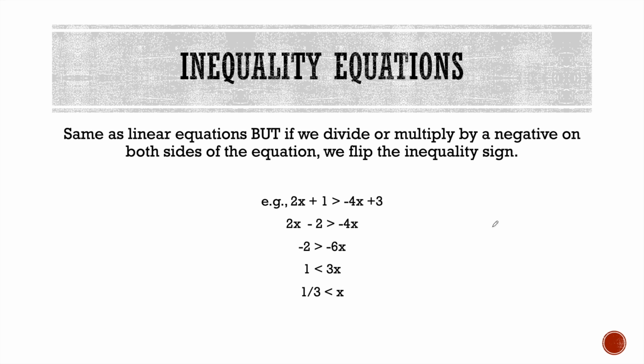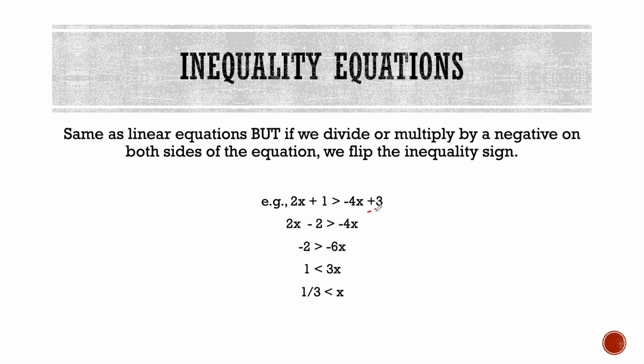Okay, let's look at some inequality equations. So these are essentially linear equations, but there's one rule you have to memorize. If we divide or multiply by a negative on both sides of a linear inequality, we must flip the inequality sign. Here I put a quick example to show this. So here we have 2x plus 1 is greater than -4x plus 3. Let's say we want to solve for x. So obviously the first thing we will want to do is get the constants on one side.